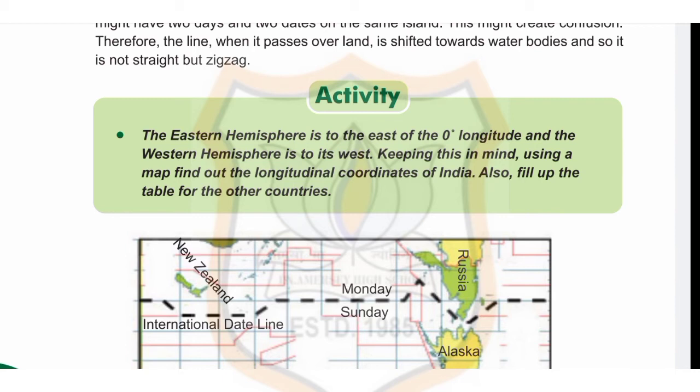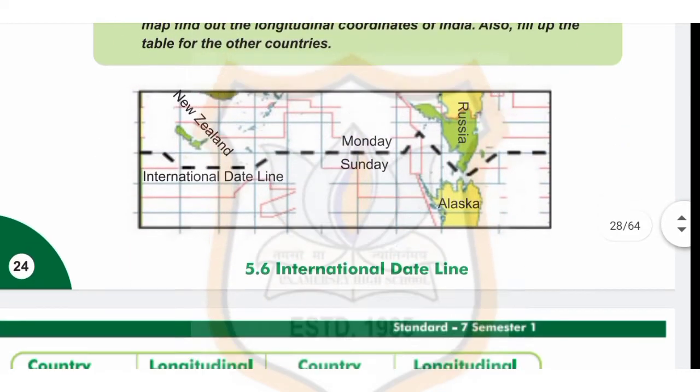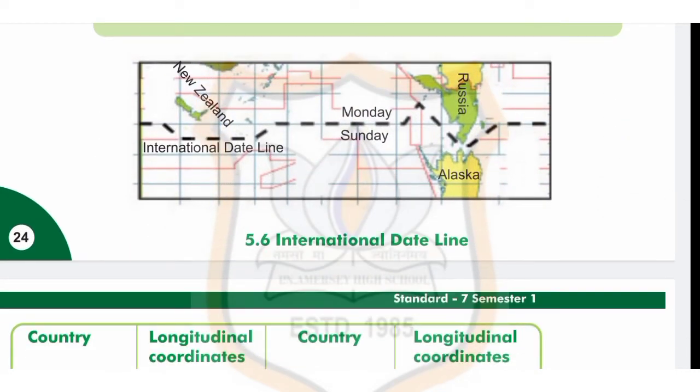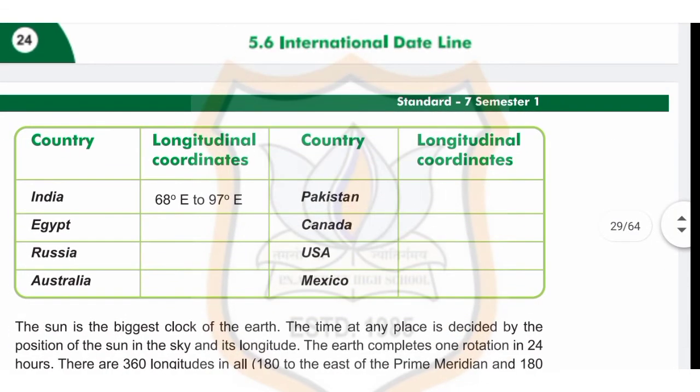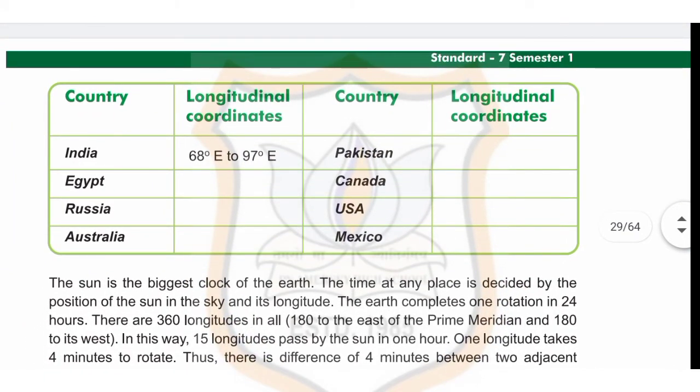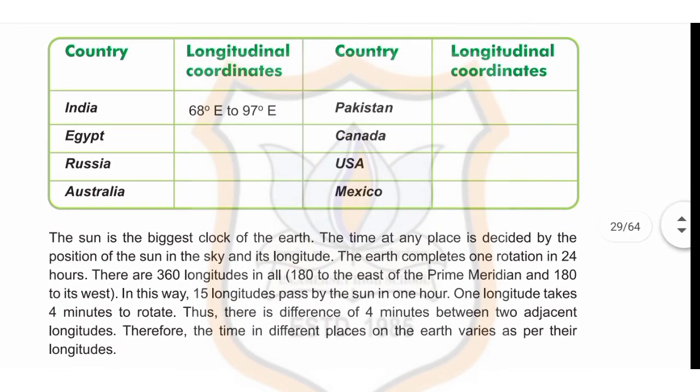Now, children, you can see on page number 24, picture number 5.6, international date line. Then on page number 25, one table is given there. So this table we will do in our CW copy.